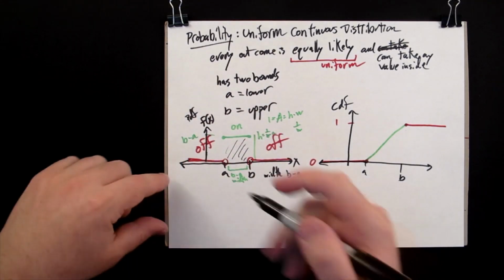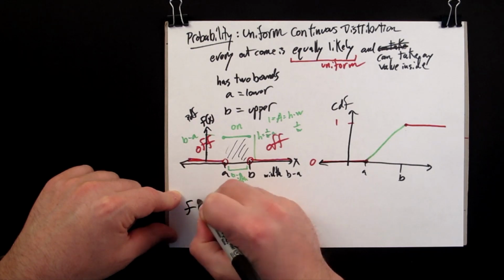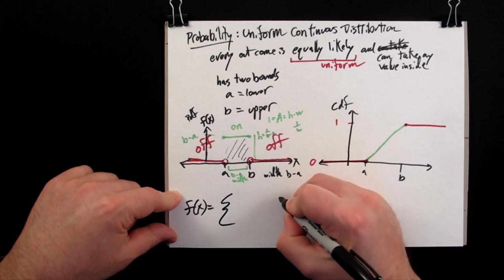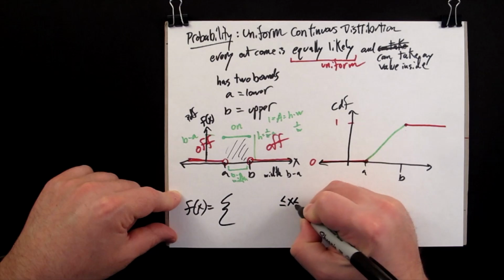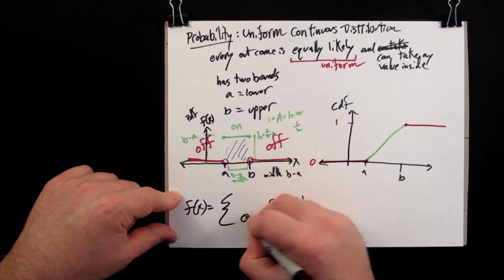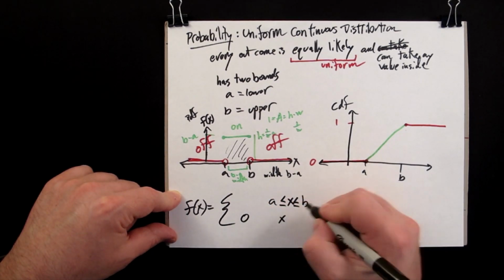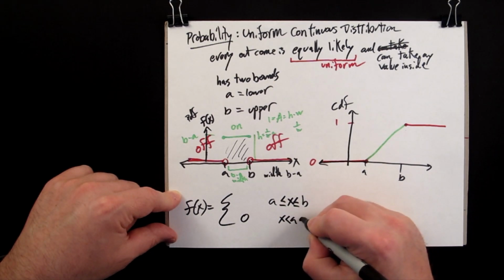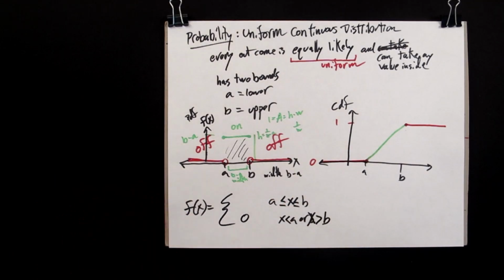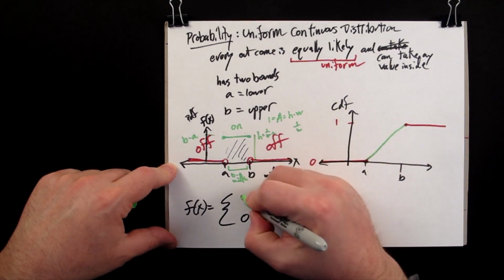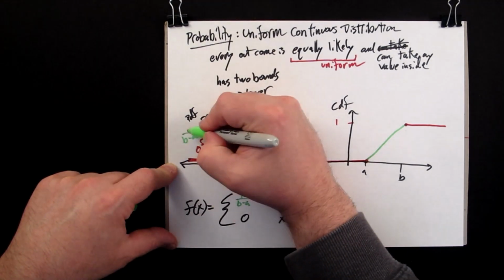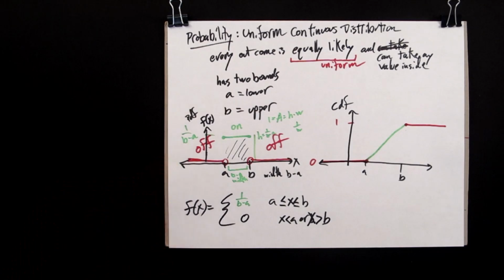Alright, so these properties are going to help us define the formula for the PDF. We want it to turn on when x is between A and B. So it's on there, and it's going to be off otherwise. So when x is less than A, or when x is greater than B. And when it's on, it's going to be 1 over B minus A, because that's the height we need.